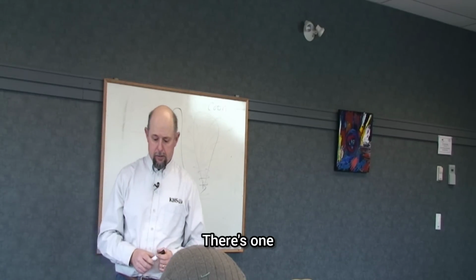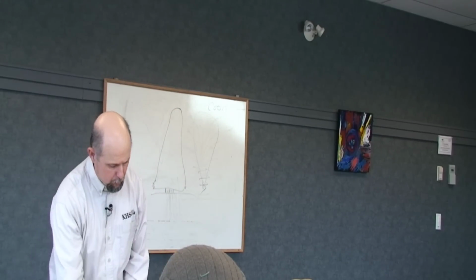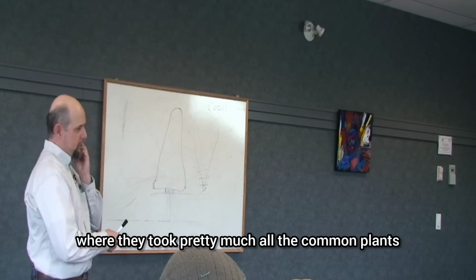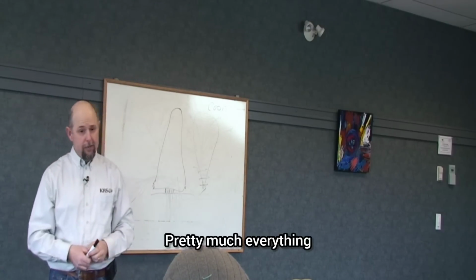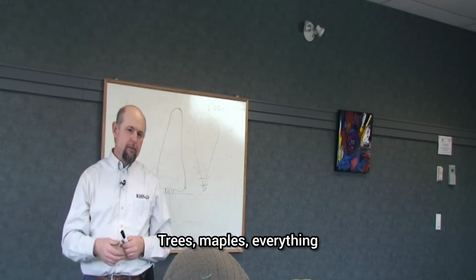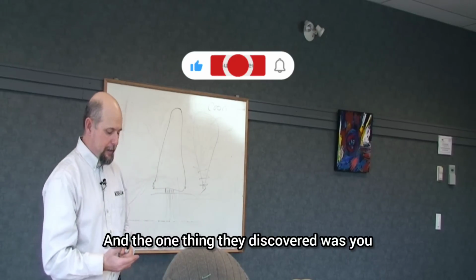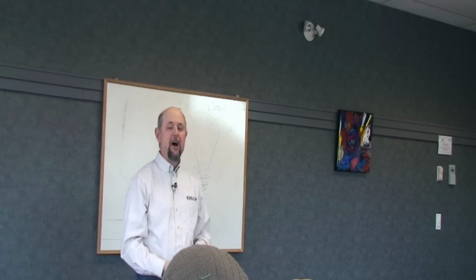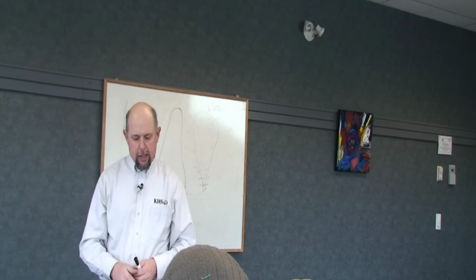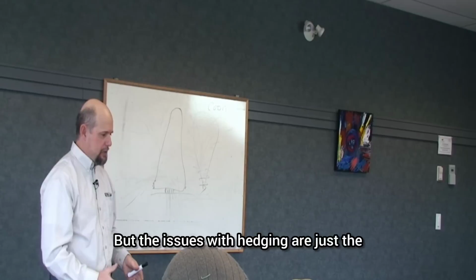There's one report or program that was developed where they took pretty much all the common plants and made them into hedges. Pretty much everything. They had trees, maples, everything. They made them hedges. And the one thing they discovered was you can make a hedge out of anything. It just depends on how much work you want to put into it. But the issues with hedging are just the same as everything else, right?